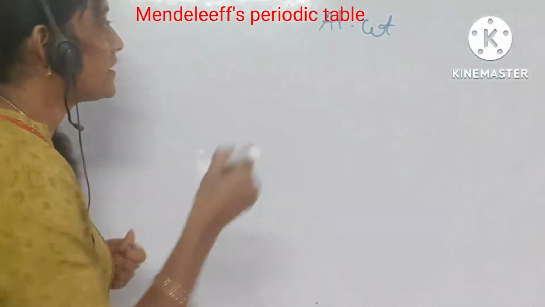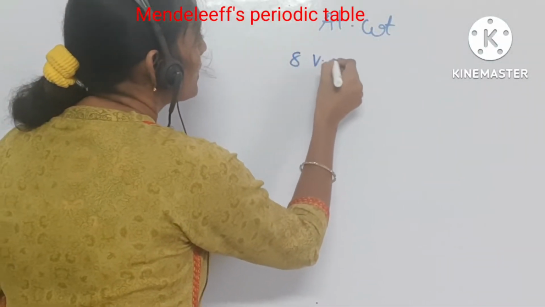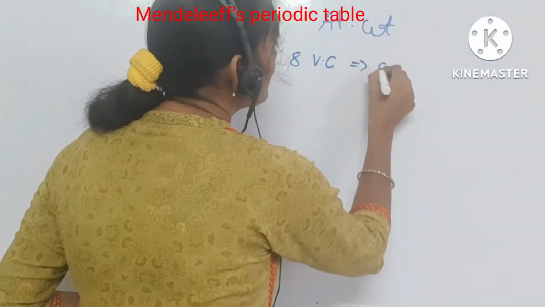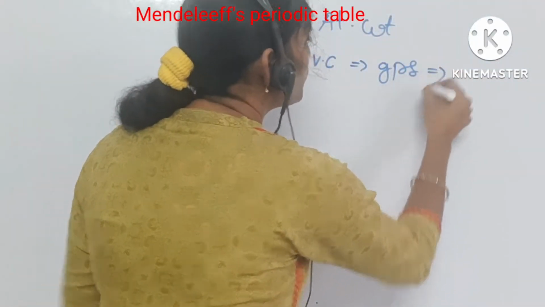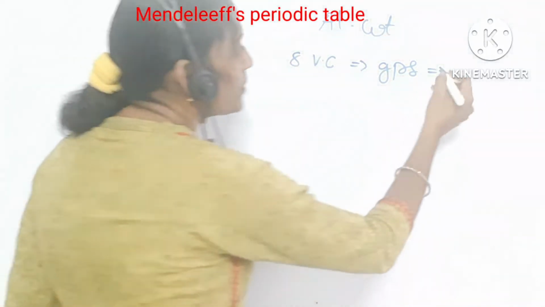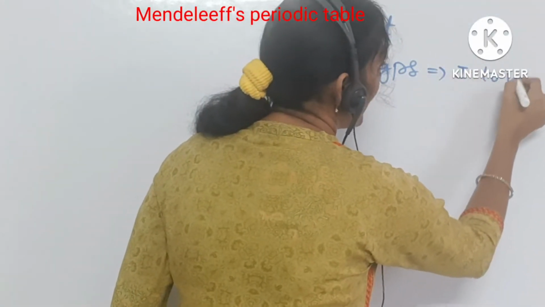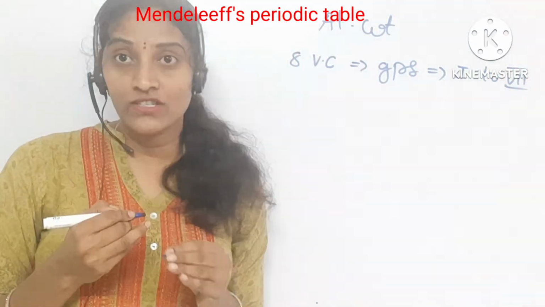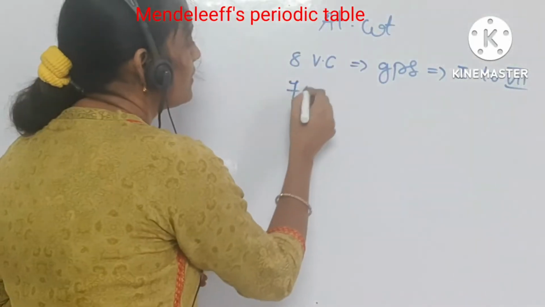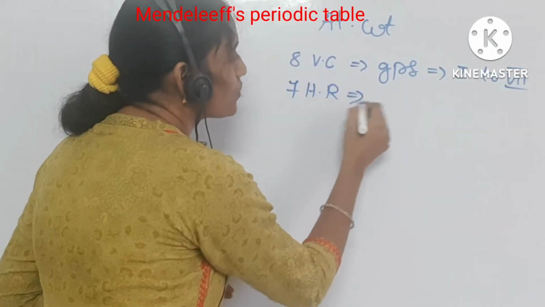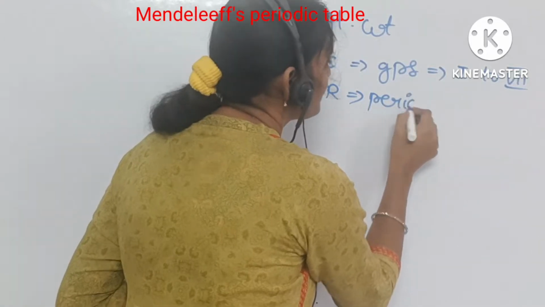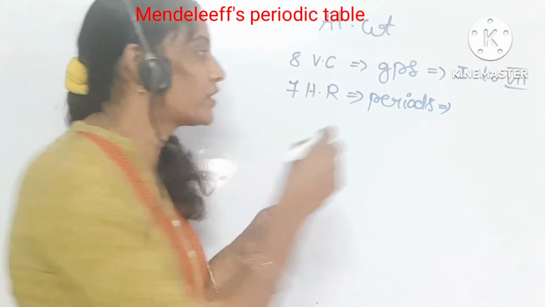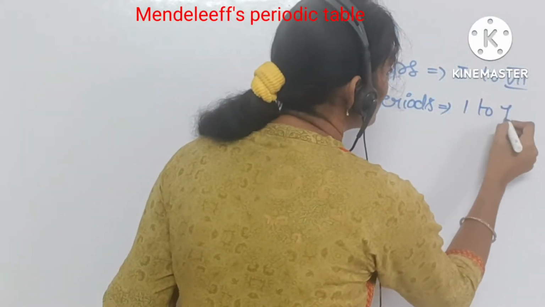His chart was divided into 8 vertical columns. These vertical columns are also known as groups, and these groups are indicated with Roman numerals 1 to 8. And another one is 7 horizontal rows. These rows are known as periods, and these periods are indicated with Arabic numerals 1 to 7.